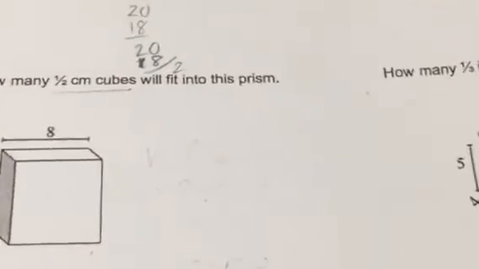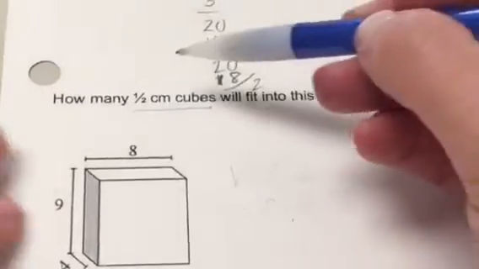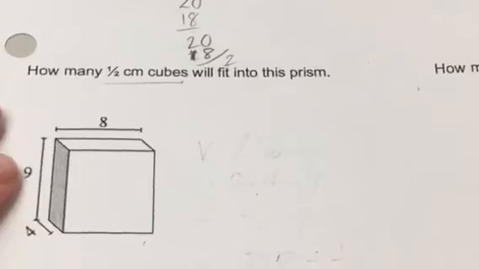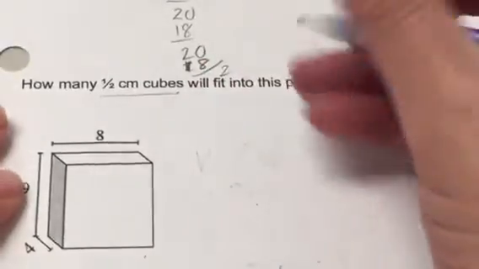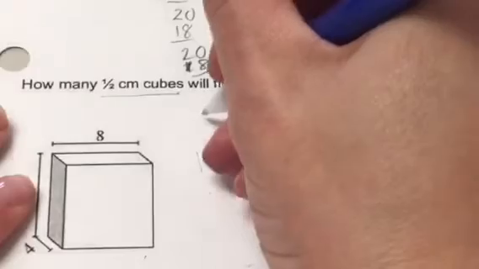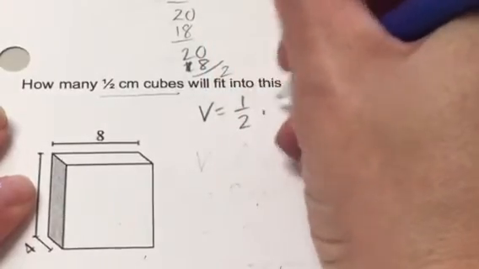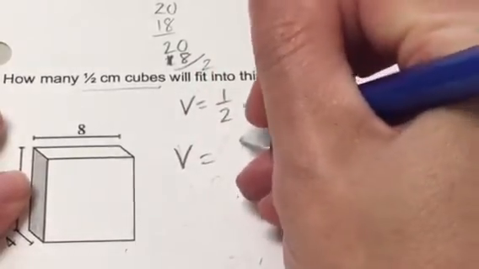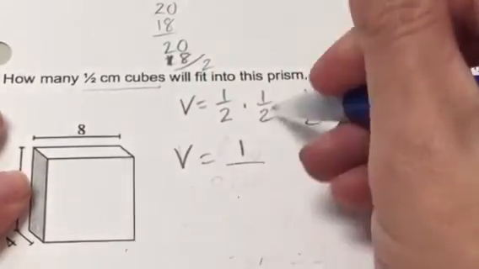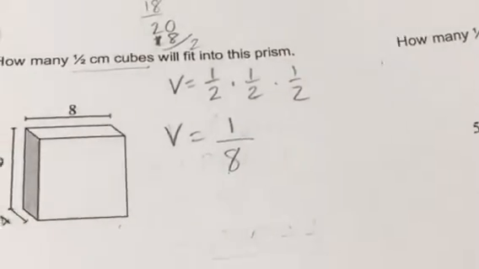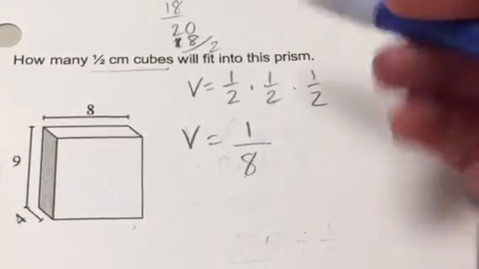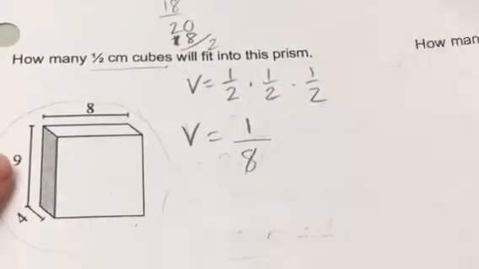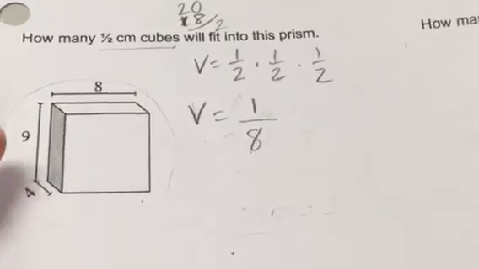All right, on the bottom, this is what we did in class today. It says how many 1/2 centimeter cubes will fit into this prism. So when we found the volume of a 1/2 centimeter cube, that's like doing 1/2 times 1/2 times 1/2, which has a volume of 1/8, since 2 times 2 is 4, 4 times 2 is 8. Okay, so what we want to know is the volume of this prism, and then we're going to find out how many 1/8 centimeter cubes will fit into that prism.